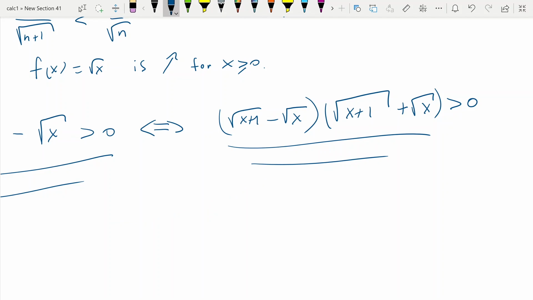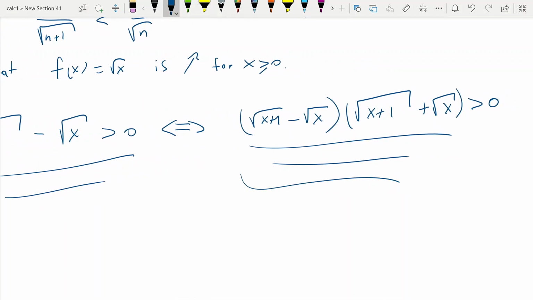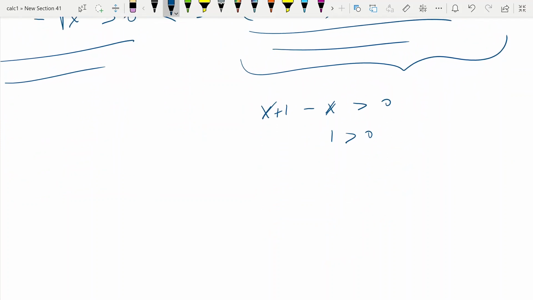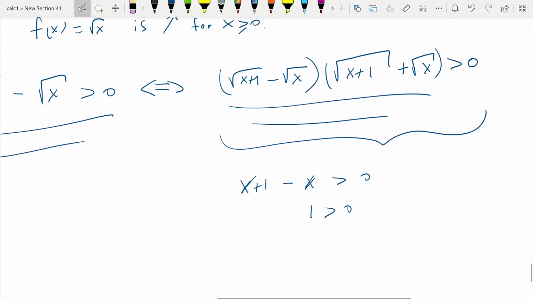This is of course non-zero because this is at least 1. Remember, x is greater than or equal to 0. So those two statements are equivalent, but then this statement here becomes x plus 1 minus x is greater than 0, which is of course true. So we know now that the square root is increasing, at least on the natural numbers. But you can adapt this proof.